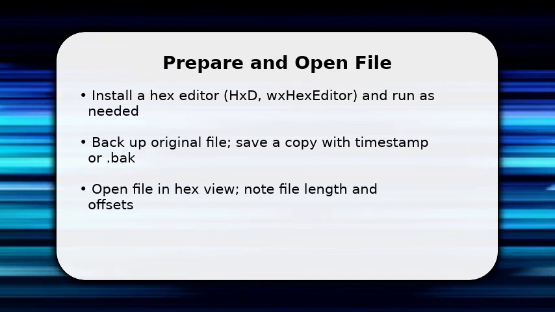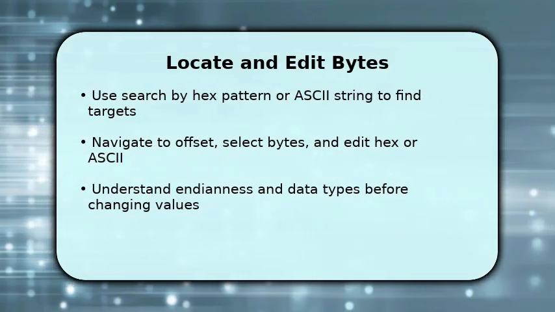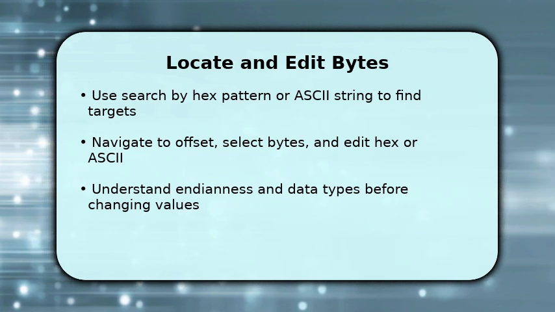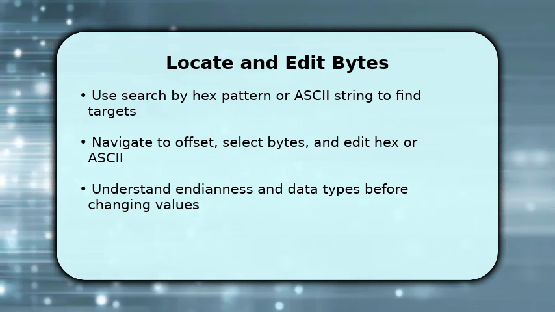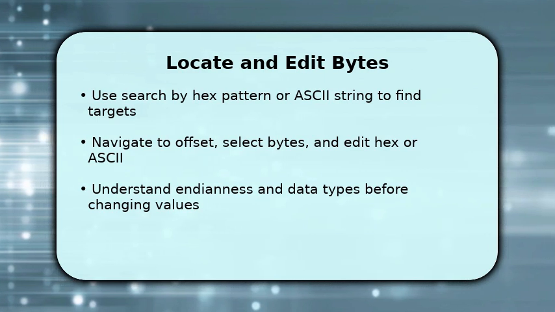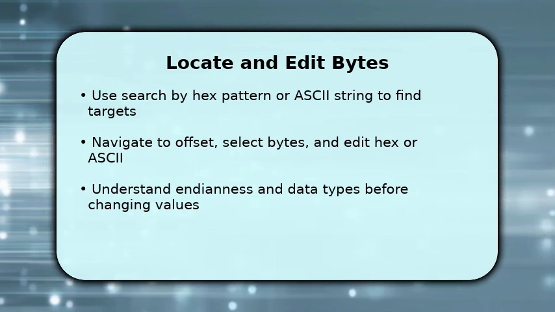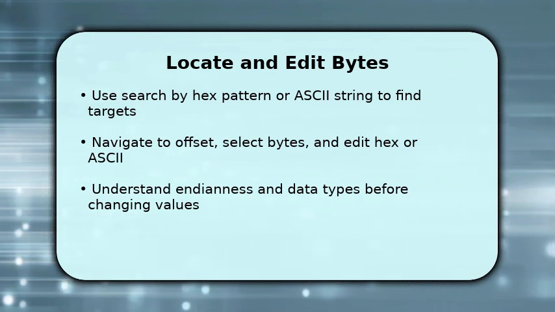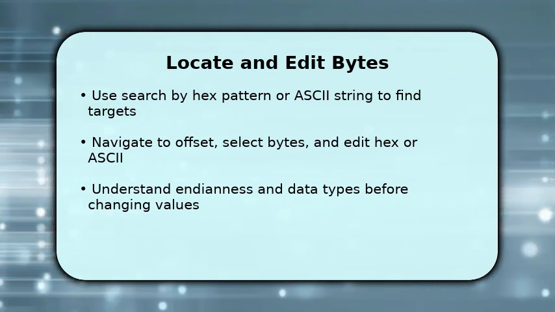Now you locate the data to change by searching for a hex pattern or visible string. This narrows the area quickly. Once located, move to the exact offset, select the bytes, and modify them in hex or ASCII. Remember, edits are literal. Also consider endianness and data type sizes so multi-byte values remain valid. Otherwise, you may corrupt checksums or counts.